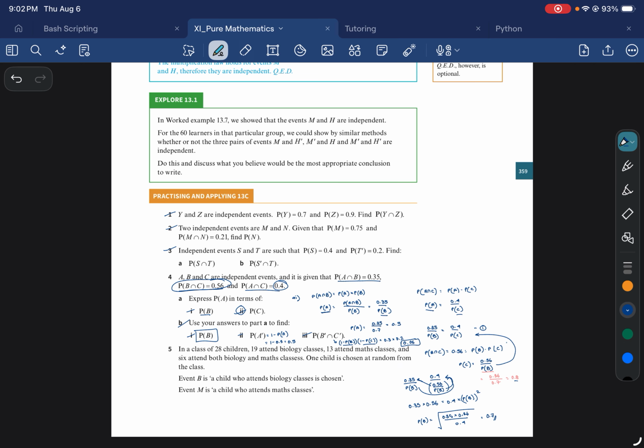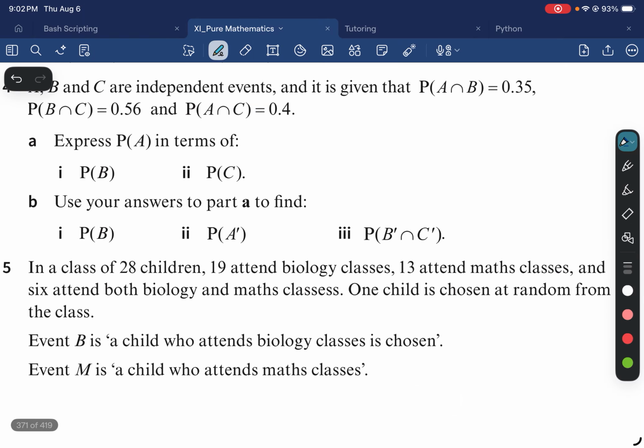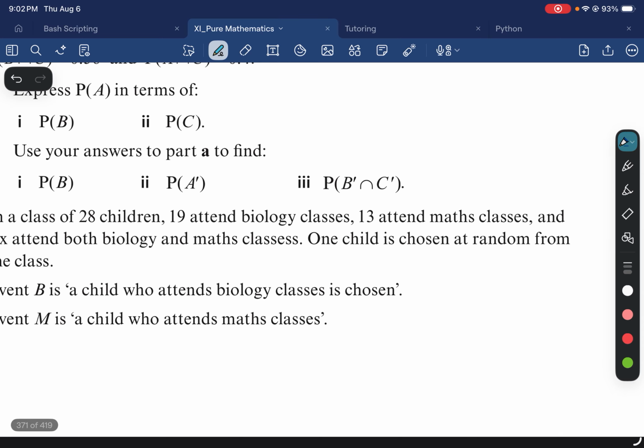So I hope this was clear. I'm going to erase things. I hope that is okay. And then question 5. So I'm going to draw the Venn diagram here.